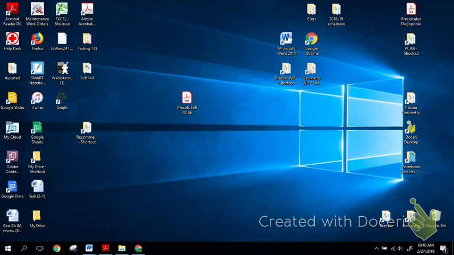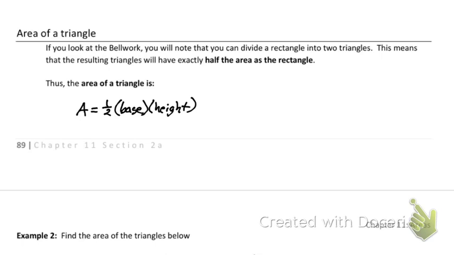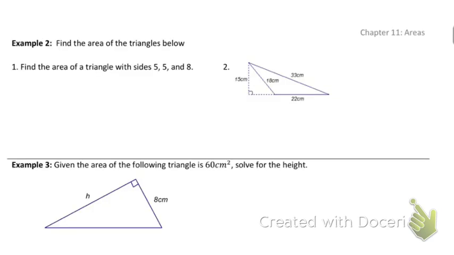I don't know why everything's just crazy today. All right. That's area of a triangle. All right.